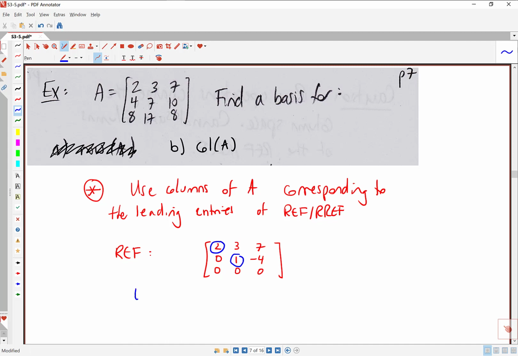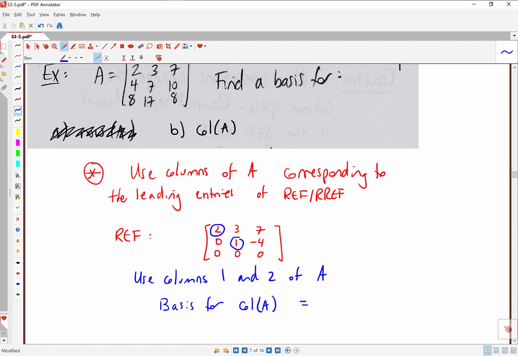So the rule is telling us to use columns 1 and 2 of A. And that's going to form the basis for our column space of A. So here's what our answer is going to look like. Our basis for column space of A is equal to, we're going to grab the first column of A. So it's important that we're referring back to the original matrix here and grabbing the 2, 4, 8 as our first basis vector, and then second column of A, 3, 7, 17. So referring back to the original matrix.